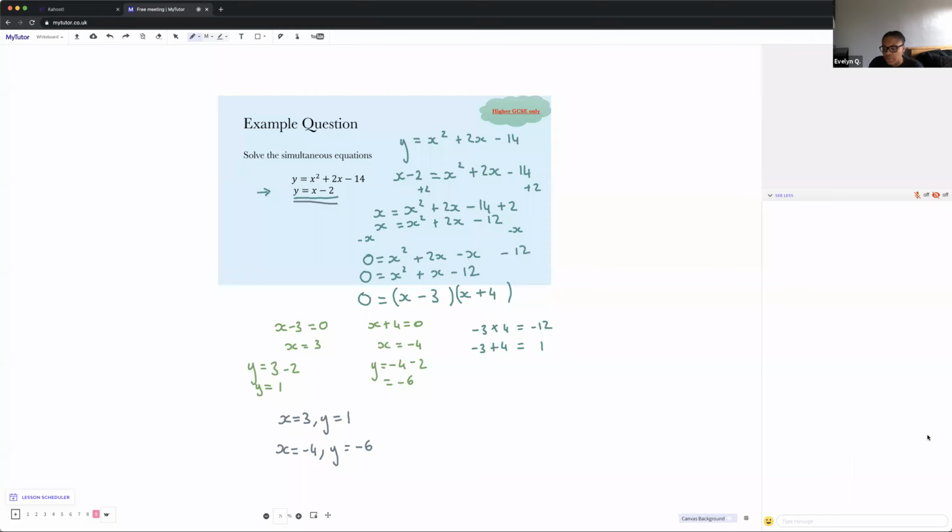Someone asked, could this be a foundation question? No, this does not come up in the foundation exam. Only the other simultaneous equations we went through will.